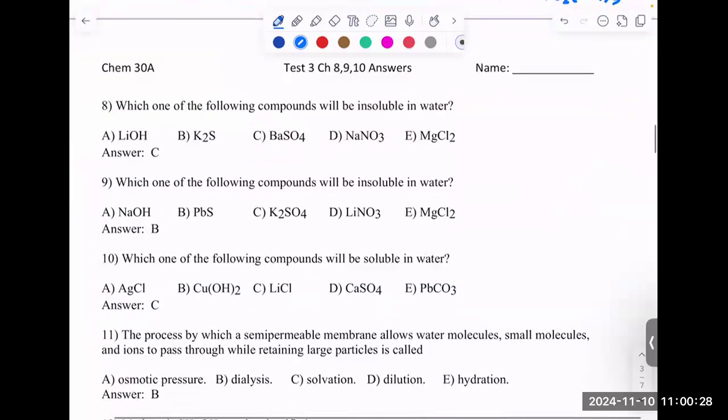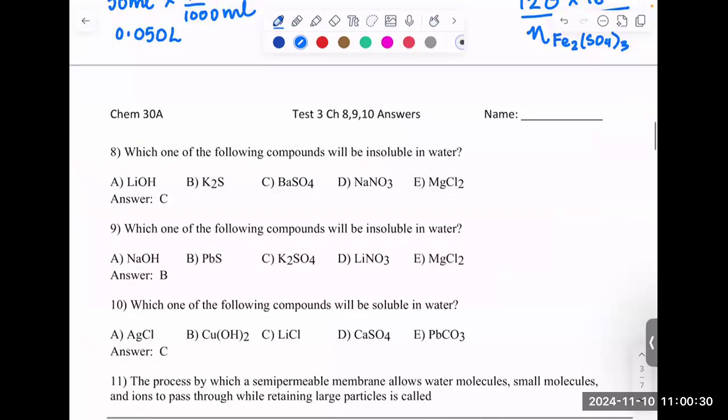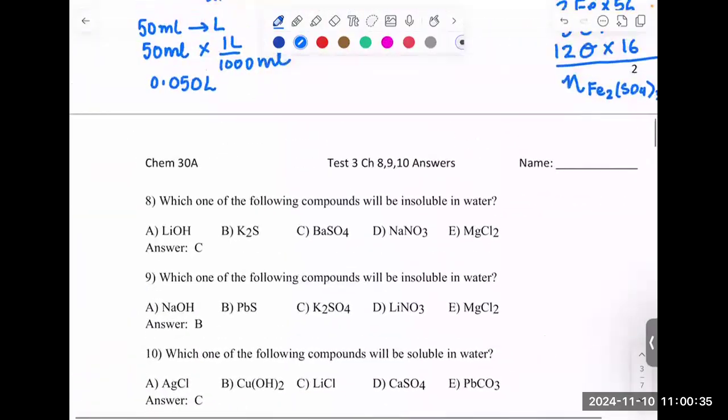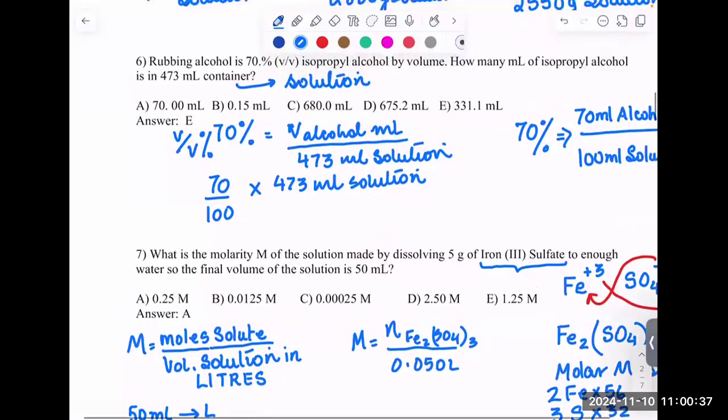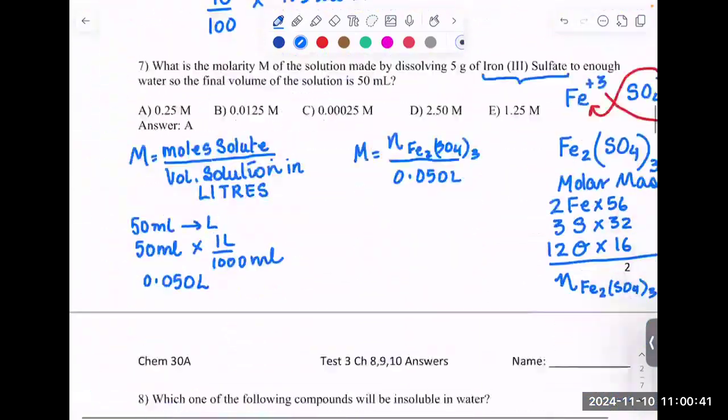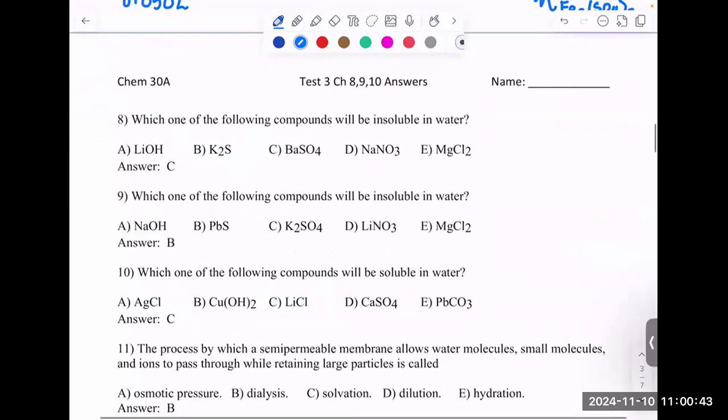Next is, which of the following compounds? Now these types of questions are pretty much theory-based questions. Either you get them right or you don't, and you lose points. The good part with the math questions is you can still score partial points. But here you will be challenged, because either you know it or you don't know it. So which one of the following compounds will be insoluble in water?